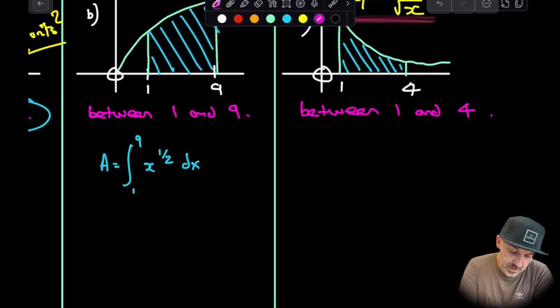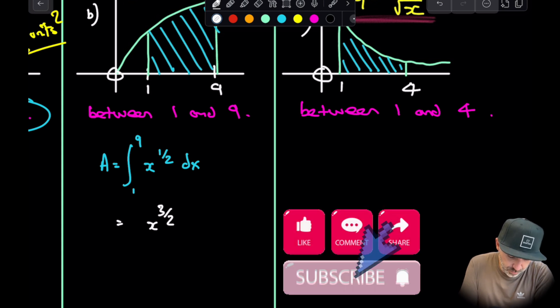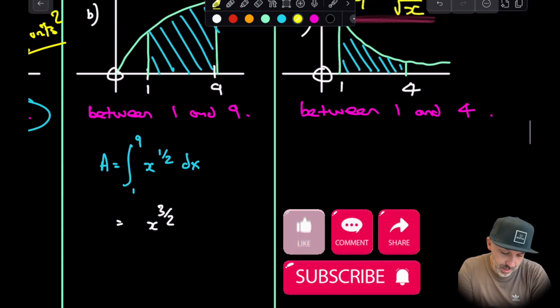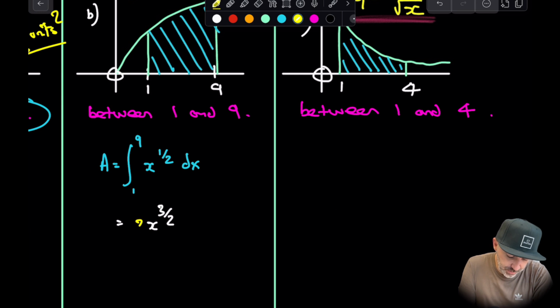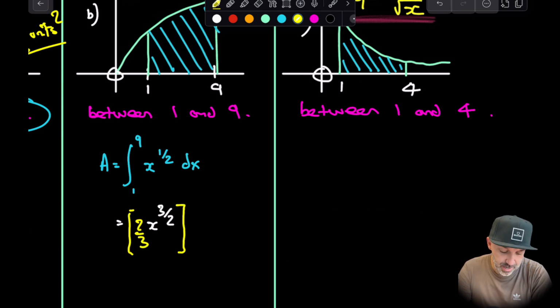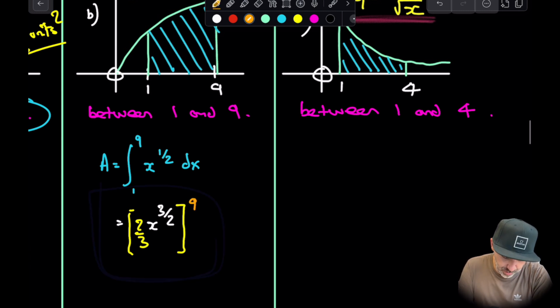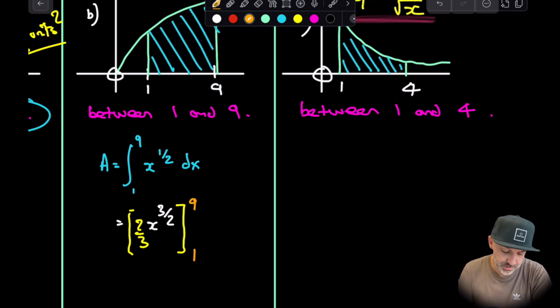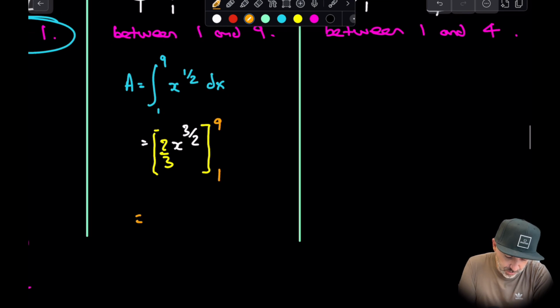So when we do that, I will add 1 to the power, so we'll get 3 over 2, and dividing by the new power is the same as multiplying by 2 over 3. Don't forget your square brackets. Now we need to put our limits in, which are 9 and 1. We always put the upper limit at the top and the lower limit at the bottom. We now need to substitute this in.